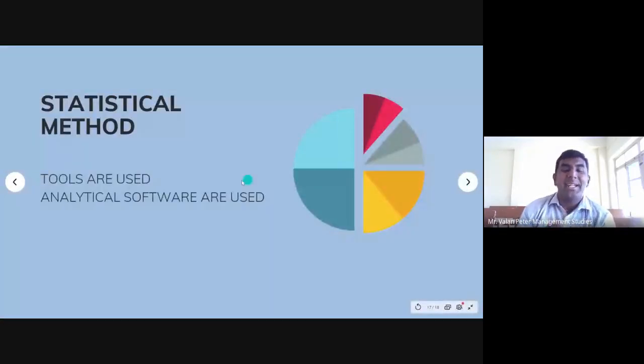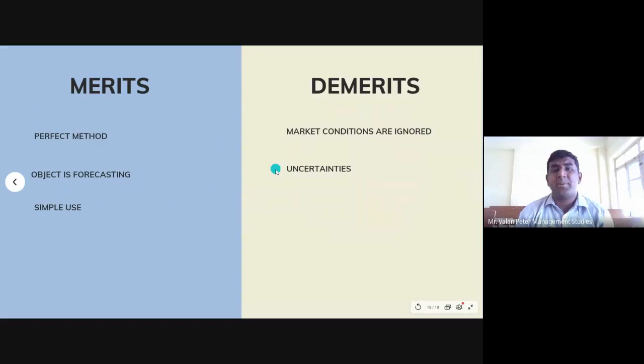And then we have the statistical method. The statistical method is nothing but tools, some analytical software used to predict the sales. It's simple: there are different tools and different software available to do this analytical work, okay? So if anyone is interested, you can take up a course and learn. You have a lot of time. Invest maybe 1,000 rupees or 2,000 rupees, learn something on it, and you can get a job, okay?